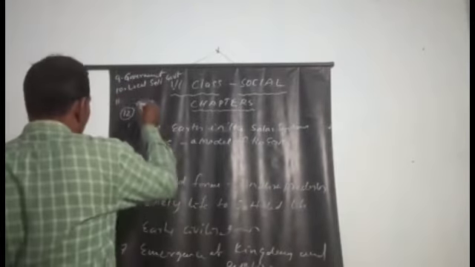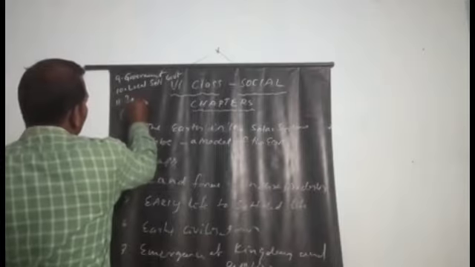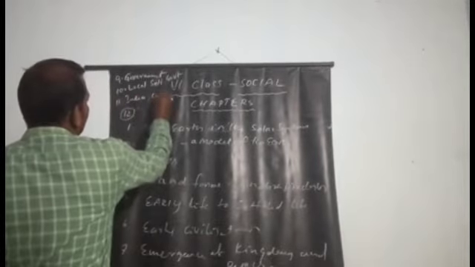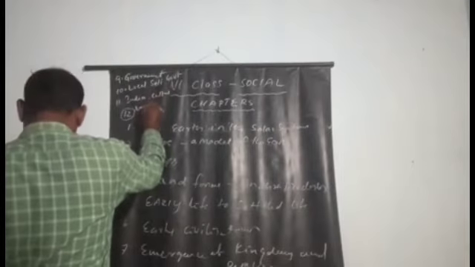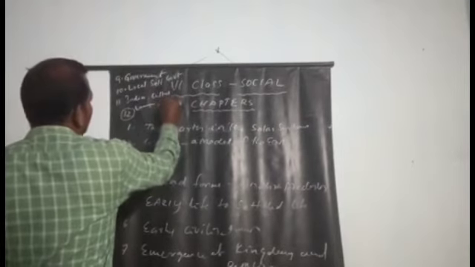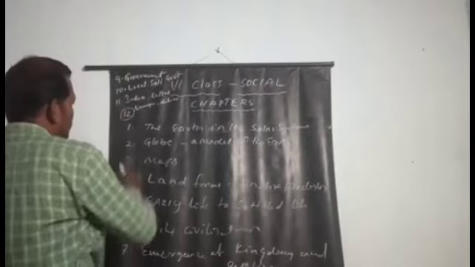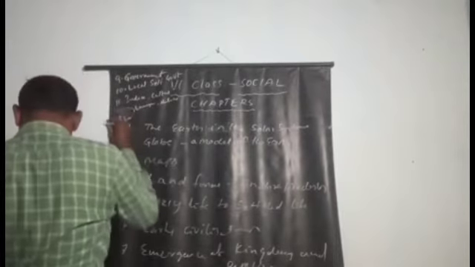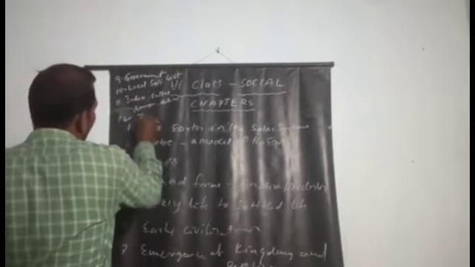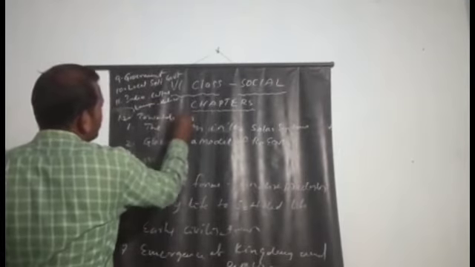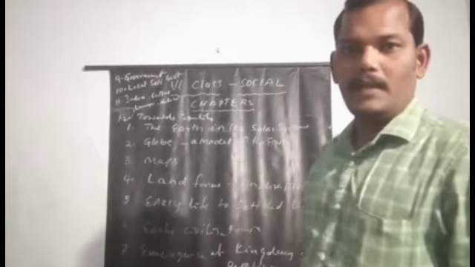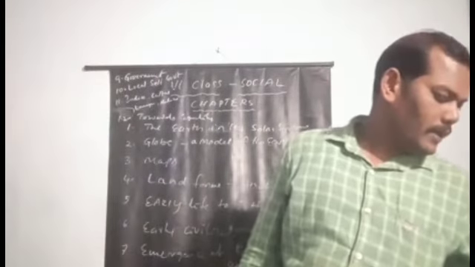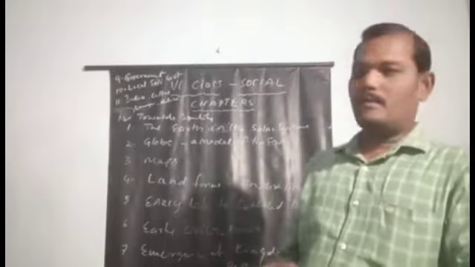11th one, Indian culture, language and religion. 12th one is towards equality. Okay, those are the 12 lessons in our textbook. Just one by one explain now. Listen carefully. Later, each and every lesson starts from the next classes.